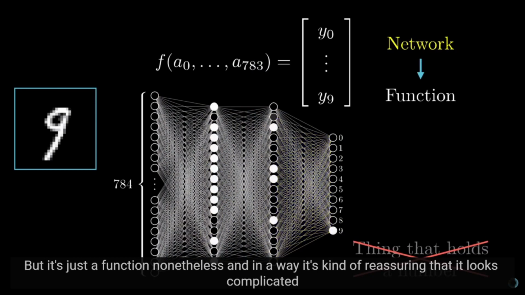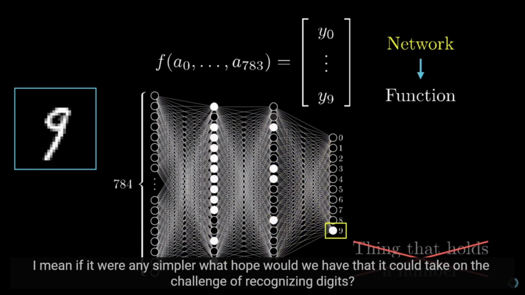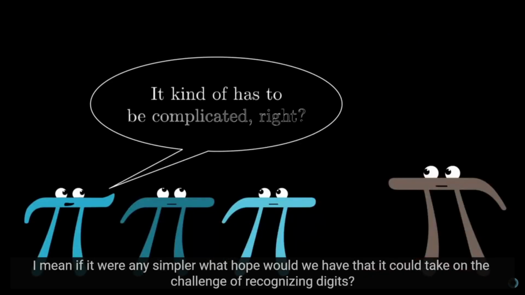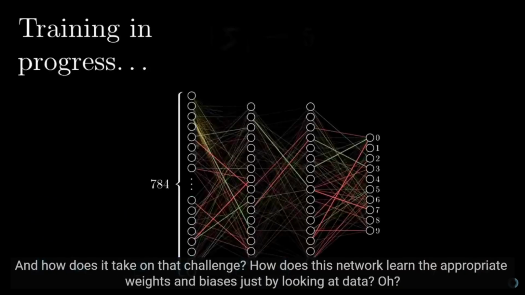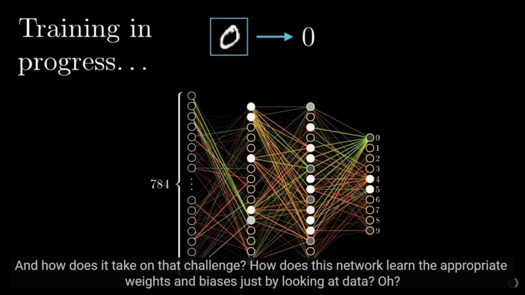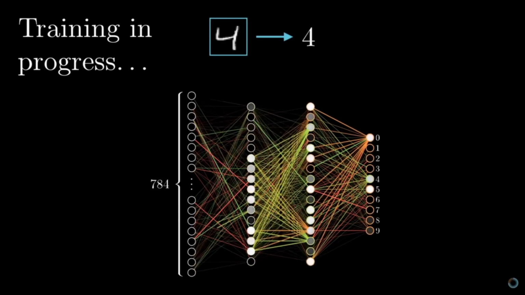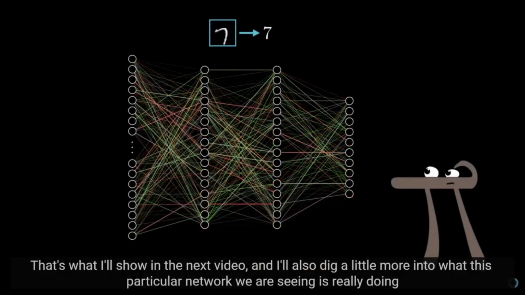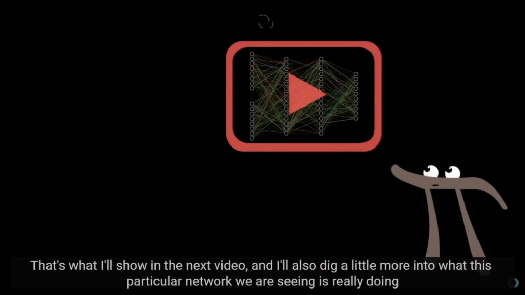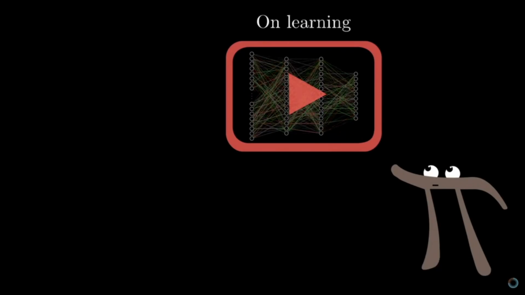And in a way, it's kind of reassuring that it looks complicated. I mean, if it were any simpler, what hope would we have that it could take on the challenge of recognizing digits? And how does it take on that challenge? How does this network learn the appropriate weights and biases just by looking at data? Well, that's what I'll show in the next video. And I'll also dig a little more into what this particular network we're seeing is really doing.